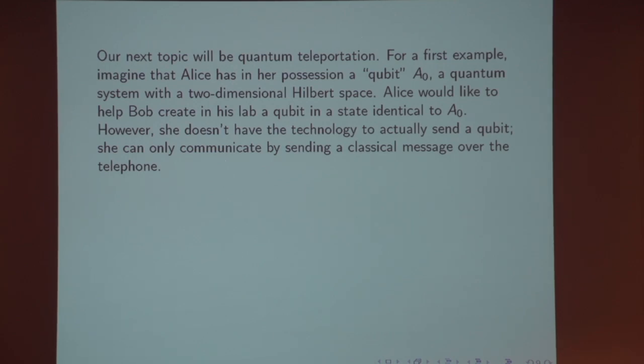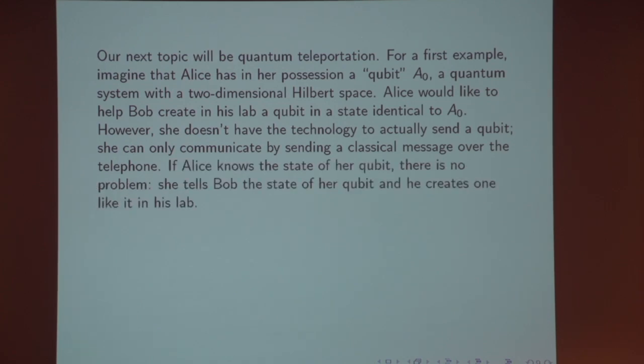But suppose it's too hard to send a qubit, and she wants to communicate by sending a classical message on the telephone. If she knows the state of her qubit, she tells Bob what the state is, and he creates an identical one in his lab. But if Alice does not know the state of her qubit, she's out of luck, because there's no way to find the state of her qubit by a measurement.